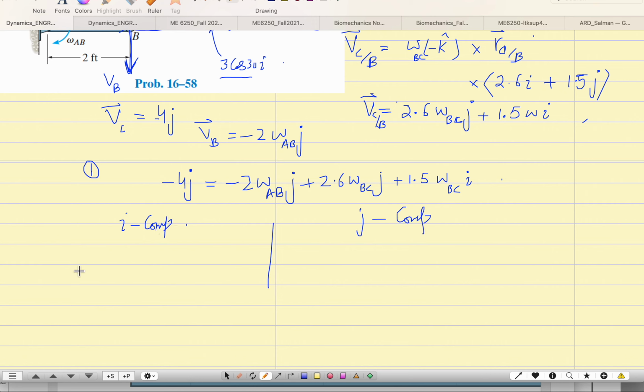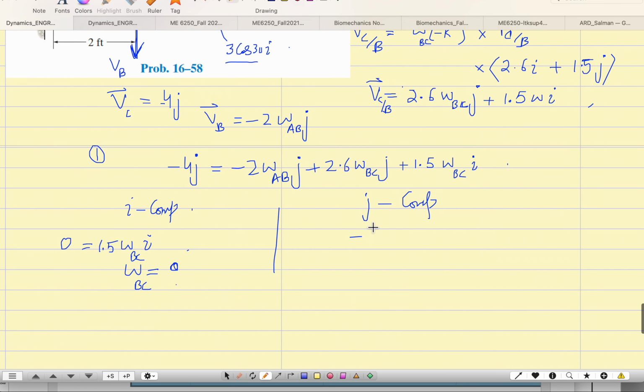For the i component, the left-hand side is 0 and the right-hand side is 1.5 omega i. So omega BC in this case is 0. It is not having any rotation. Now for the j component, the left-hand side is minus 4 equals negative 2 omega AB, and what else? Negative 2.6 omega BC, which is 0, and you are left with omega AB, which is 2.